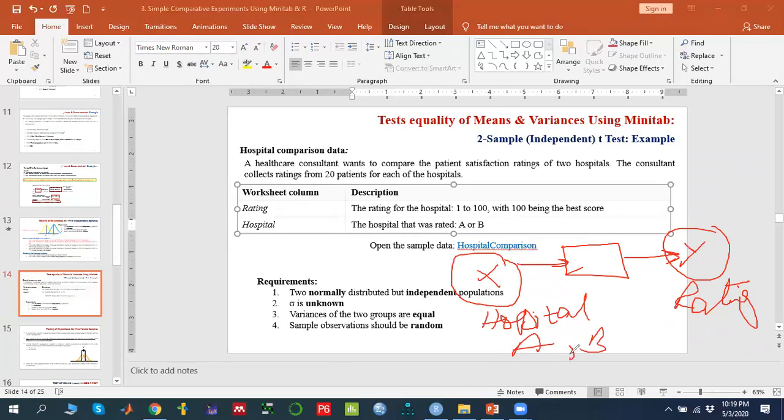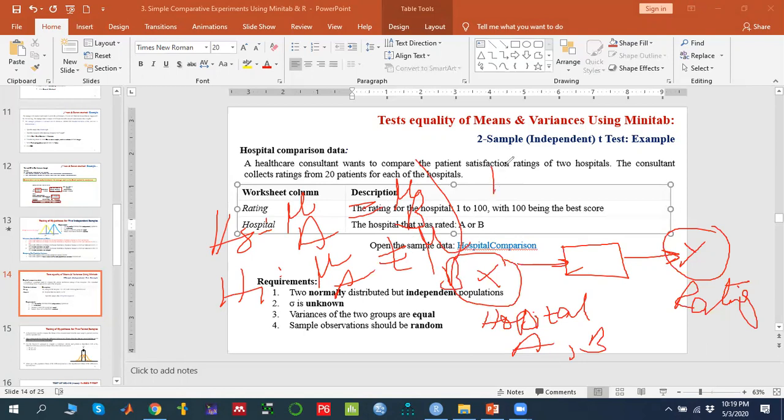So right now we want to compare whether the mean of hospital A is equal to the mean of hospital B, or the alternative is that the mean of hospital A is not equal to the mean of hospital B. This can also be written as H naught: mu A minus mu B equals 0, meaning the difference between the two hospital ratings is 0, and the alternative is that the difference is not equal to 0. This is the two-tail test.